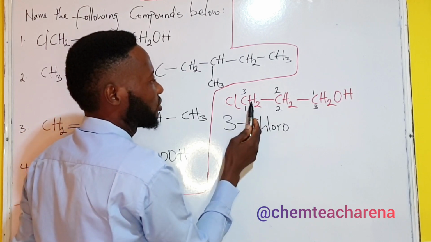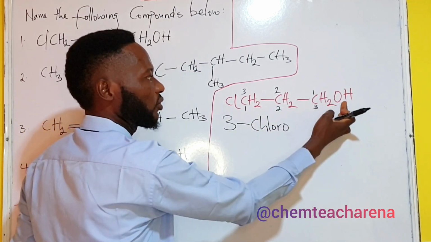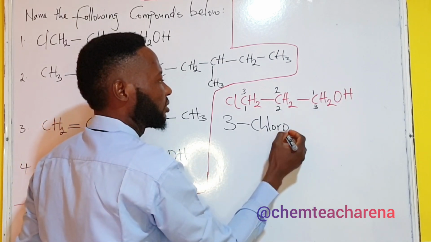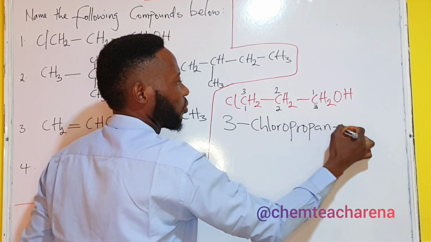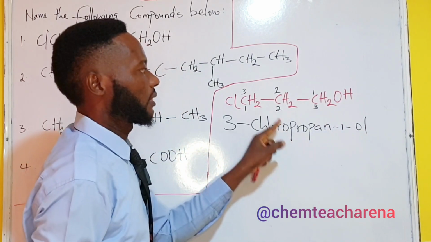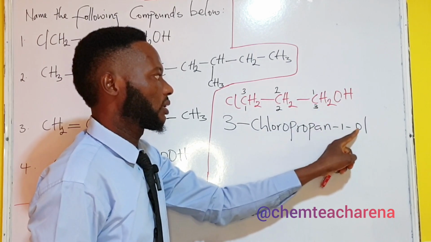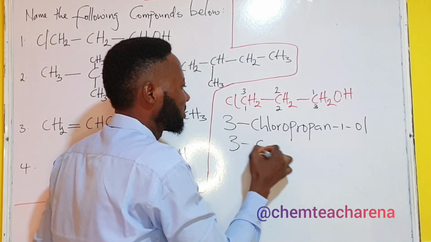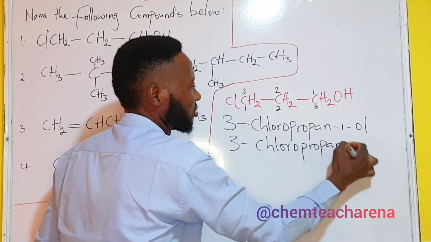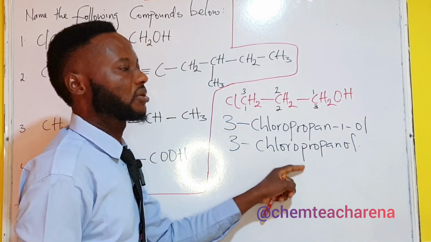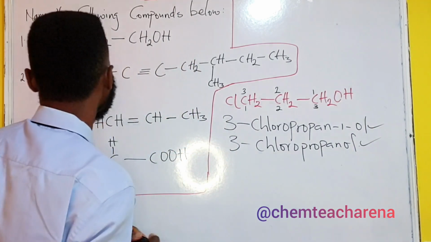How many carbons do we have? 1, 2, 3. Methane, ethane, propane. But we have OH here, which is "ol". So I call this 3-chloropropan-1-ol. Did you get that? The position of this OH is 1, so 1-ol. Or you can simply say 3-chloropropanol. This is still correct. They are both correct.